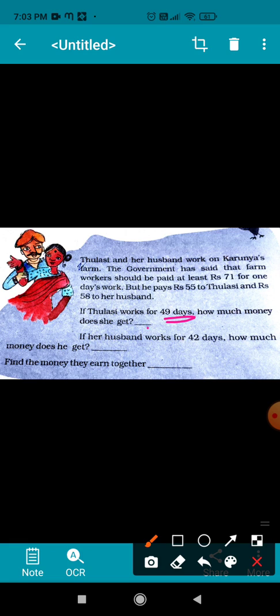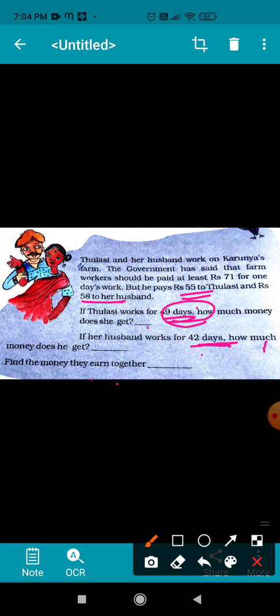Children, 1 day salary of Tulsi is 55. So 49 days salary will be more. For that what will you do? Multiply. Similarly, if 1 day salary of her husband is rupees 58, then you can find out the salary of her husband for 42 days. Here also given for 1, ask for 42 days. Then what will you do? Multiply.